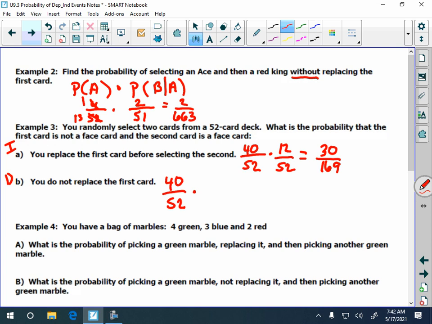All right, and then we want to pick a face card. There's 12 face cards, and now there's only 51 cards. All right, so now we have 40 out of 220.